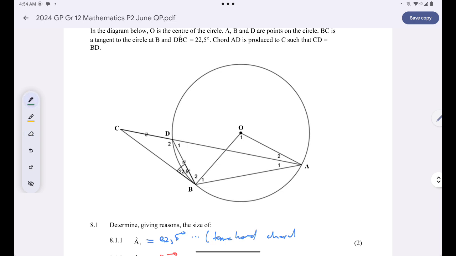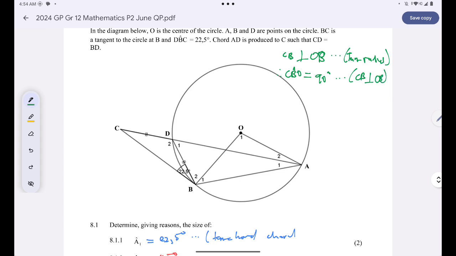Please note that the tangent CB is perpendicular to the radius OB. Why? Because a tangent and the radius are always perpendicular. You just need to write the radius there. So this simply means that angle CBO is equal to 90 degrees. This angle is 90 degrees. Why? Because CB is perpendicular to OB.